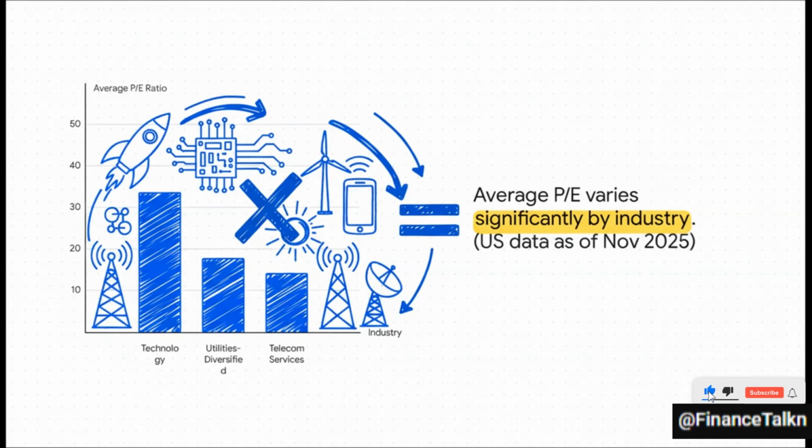And wow, this chart just drives that point home perfectly. Just look at this data from November 2025. The average PE for a tech company is almost 34. For a utility, it's less than 18. And for telecom, it's down around 14. You just can't compare these apples to oranges. You have to compare them to their own kind.